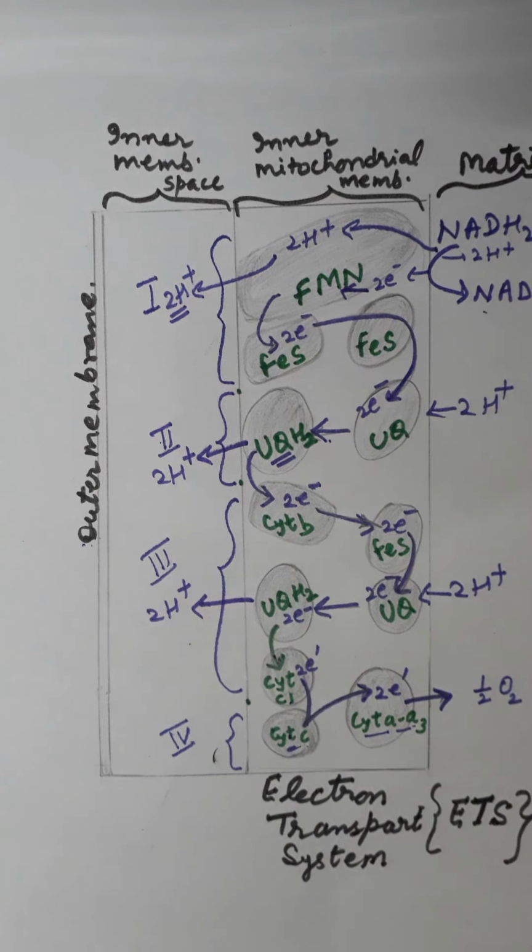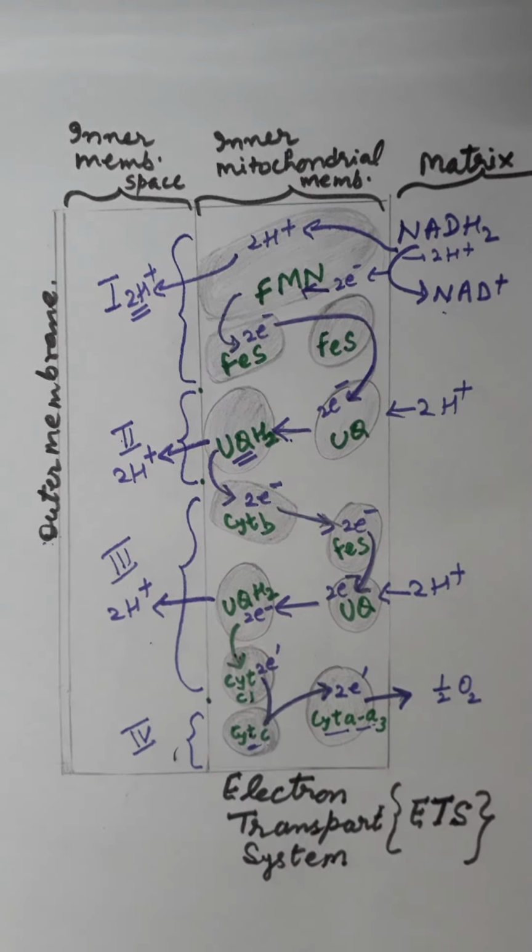Where is the oxygen atom present? We cannot write the oxygen atom, so we write here a half O2 molecule. Finally, the electrons are captured by oxygen. Oxygen also captures 2 protons from the matrix, and in this way, when oxygen receives electrons from cytochrome A3 and 2 protons from the matrix, water is produced. In this way, electrons travel from one carrier to another. This is an oxidation reduction reaction, and finally the electrons are captured by oxygen.